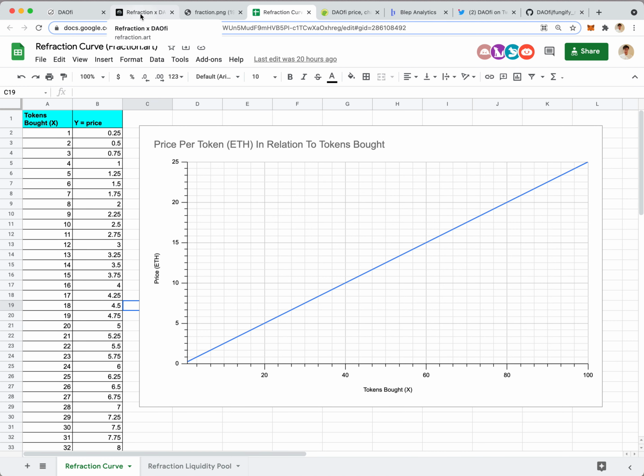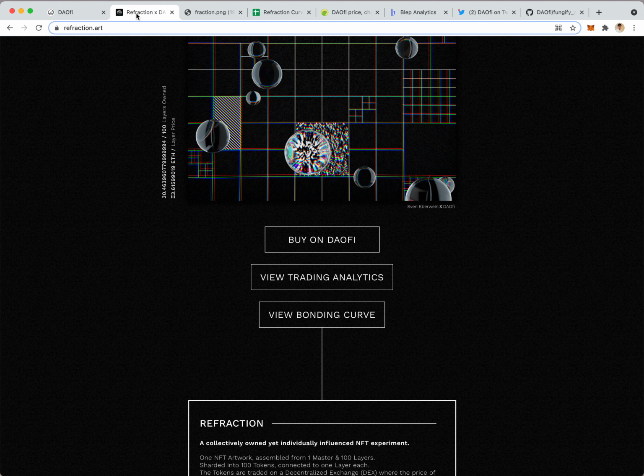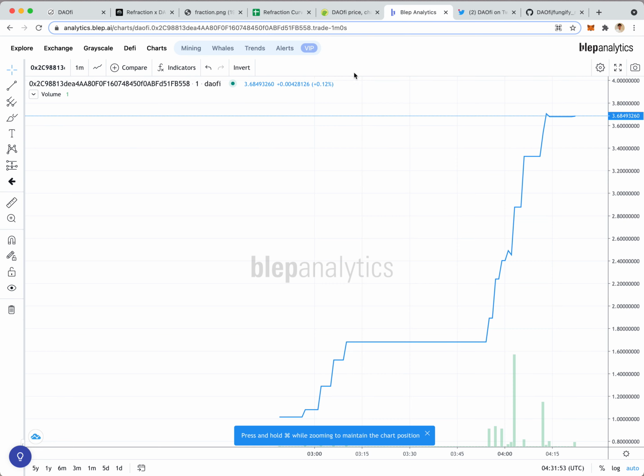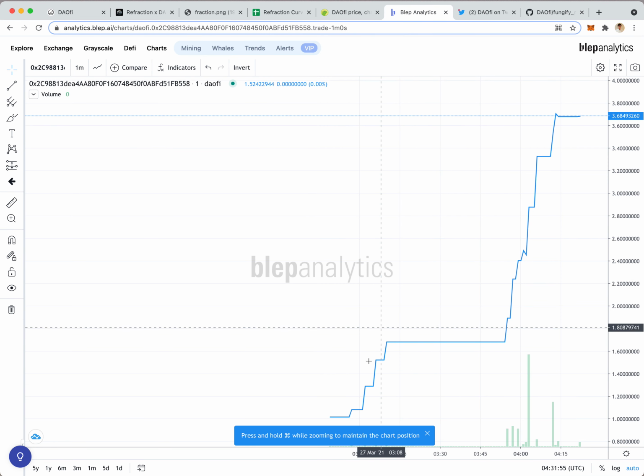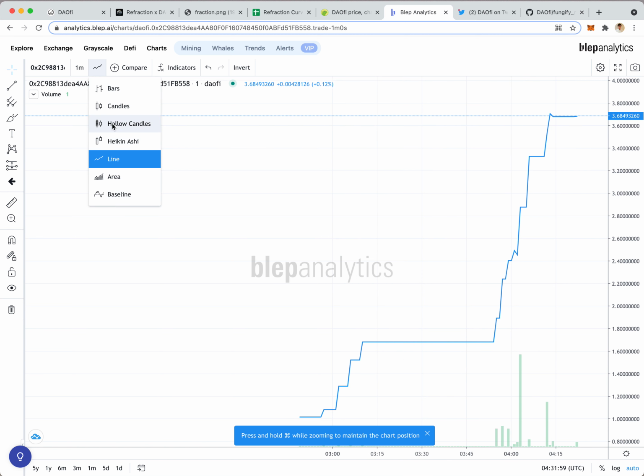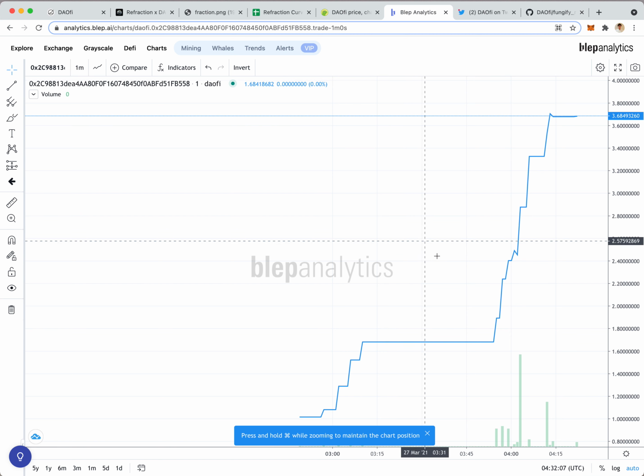And since the Refraction ERC20 token is trading now, you can also see trading analytics via our partner Blep.ai. Thank you, Blep. Basically, you can see here the candlesticks or lines, whatever you want to set it to. If you want to set it to line, you just click this. If you want candles, you can click candles. I have it set to a 1 minute time frame because we just launched this recently. So that's how DAOfi works.